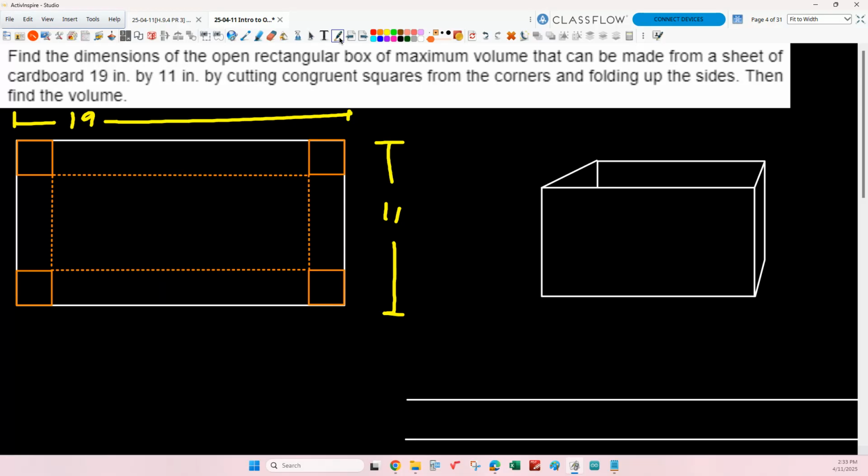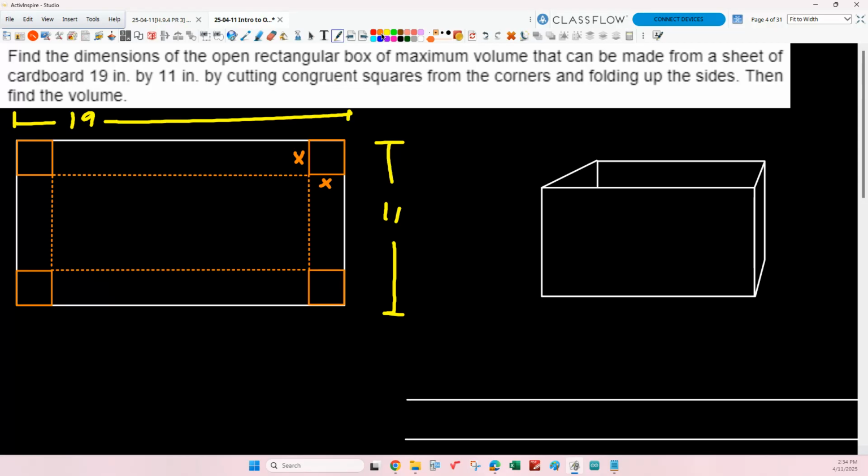Is there anything variable here? Yeah, the length of the boxes. Yeah, I get to choose the size of the square I'm cutting out. That could vary, right? So what should I call that probably? Good, let's call that x. So if we call that distance x, well then that distance is x. Where does that show up on my folded up box? The height is what, 11 minus 2x? Yeah, everybody see that? And the width is 19 minus 2x.